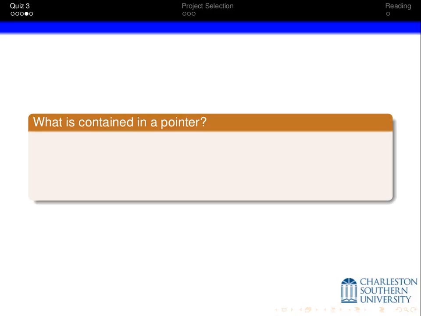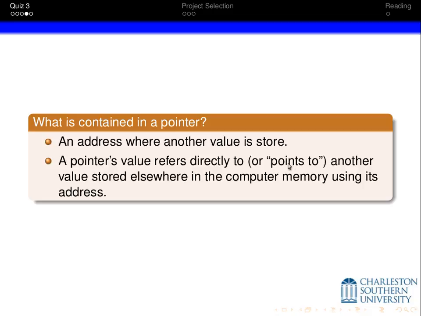All right. What is contained in a pointer? Memory location. Right. In Java, a pointer or a reference is the memory location of an object. Technically, a pointer just stores the memory location of something else. It's not the actual thing. It's not the actual object. It's pointing to an object. That's important to keep in mind. And address, where another value is stored, so it refers directly or points to another value stored elsewhere in memory.